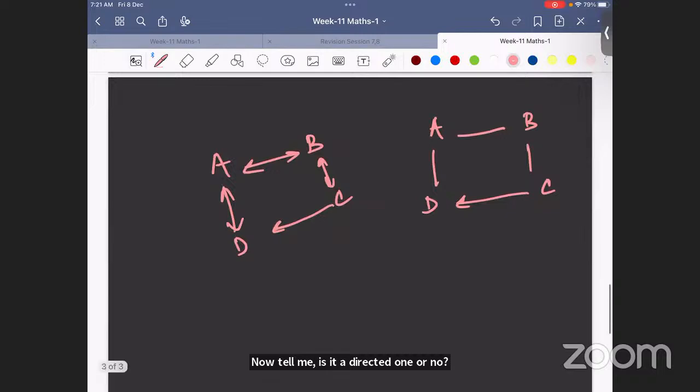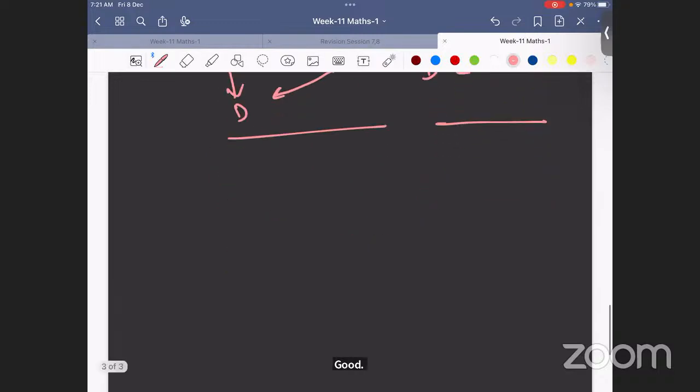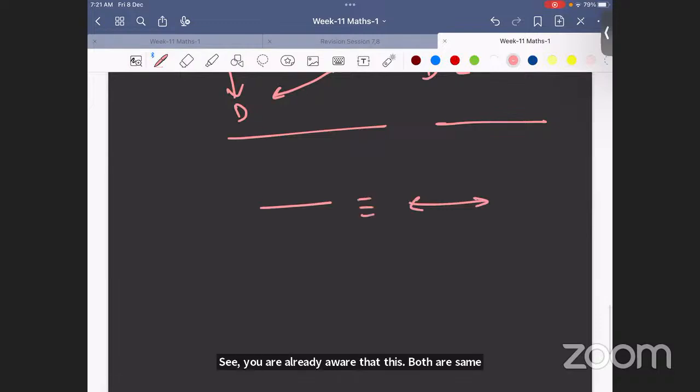Second one is directed. Both are directed. See, you are already aware that both of these are the same, right? No, sir. How?